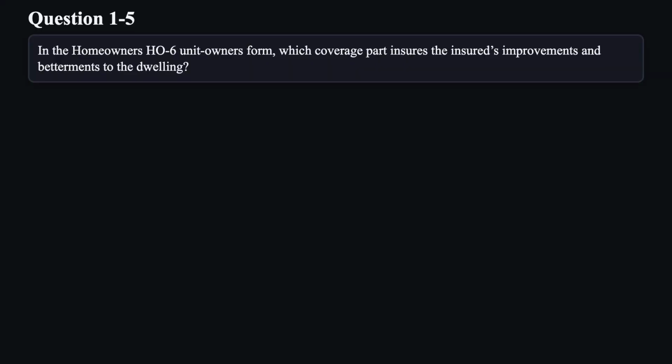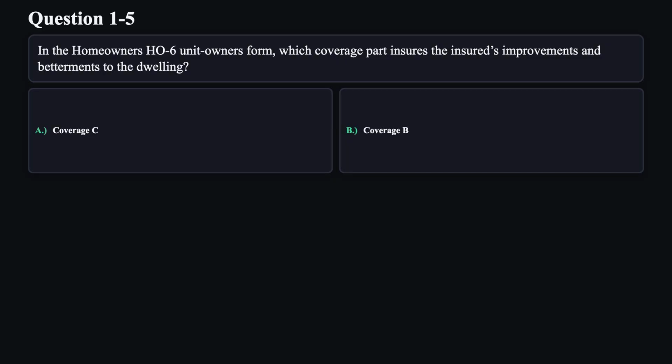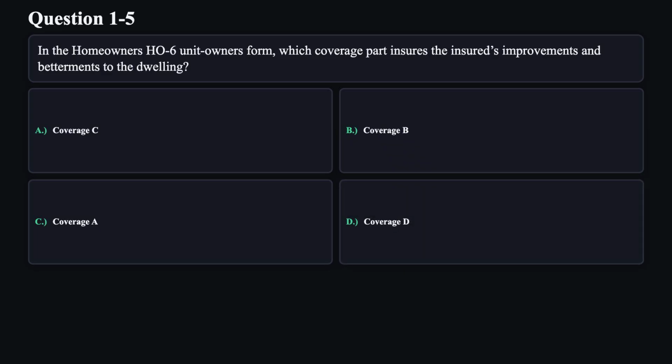Question 5. In the homeowner's H-06 unit owners form, which coverage part insures the insured's improvements and betterments to the dwelling? A. Coverage C. B. Coverage B. C. Coverage A. D. Coverage D.